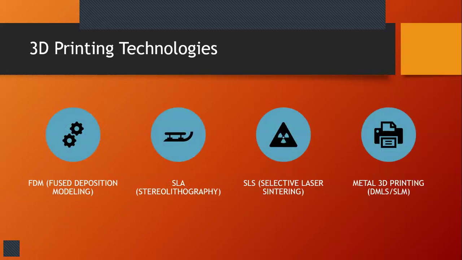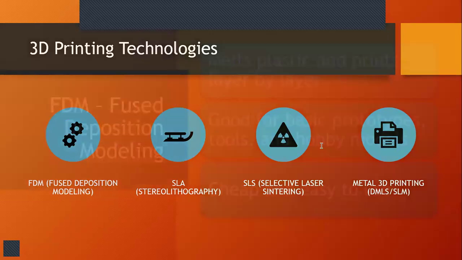So I have mentioned those technologies, guys. There's one technology called FDM, fused deposition modeling. Another technique called SLA, and then SLS, metal 3D printing, likewise DMLS, SLM. We are not going to discuss these techniques in detail, but very briefly, I have mentioned what these techniques are. You can go through them further.